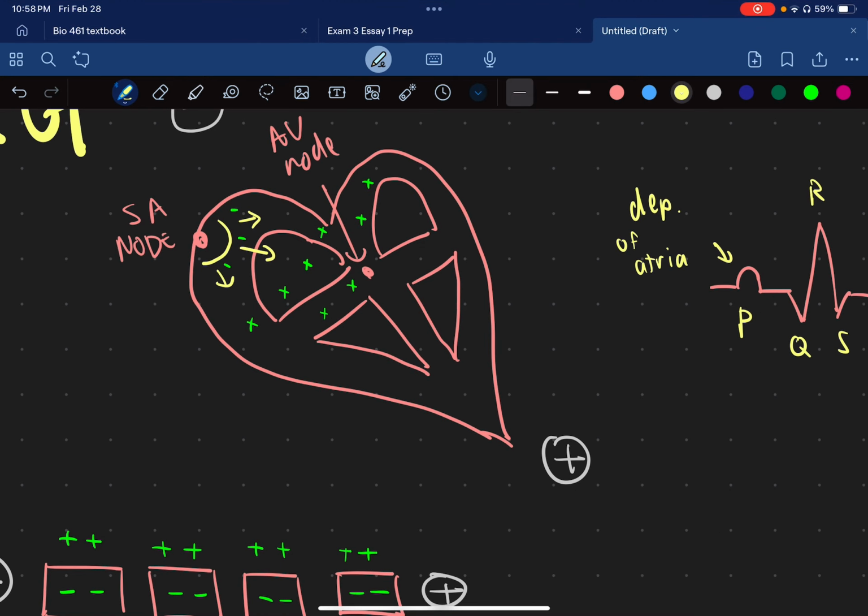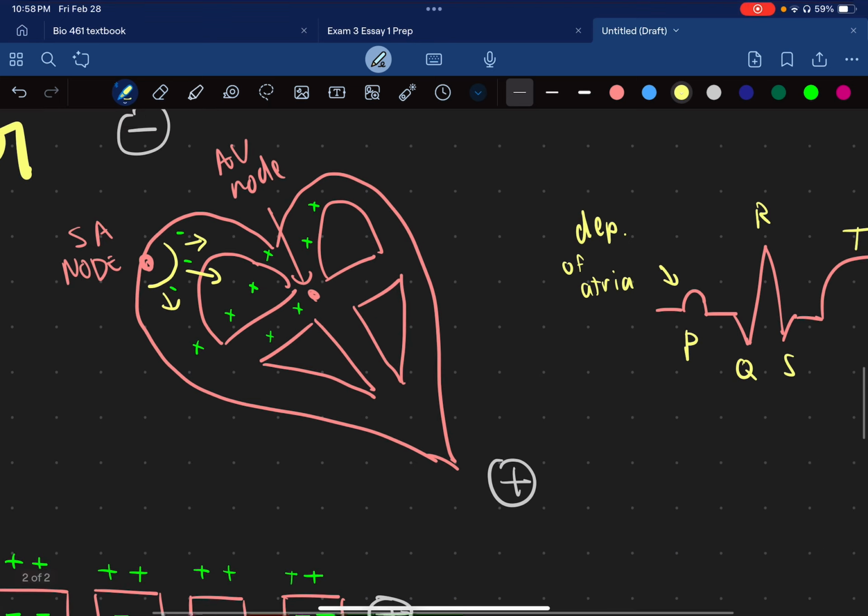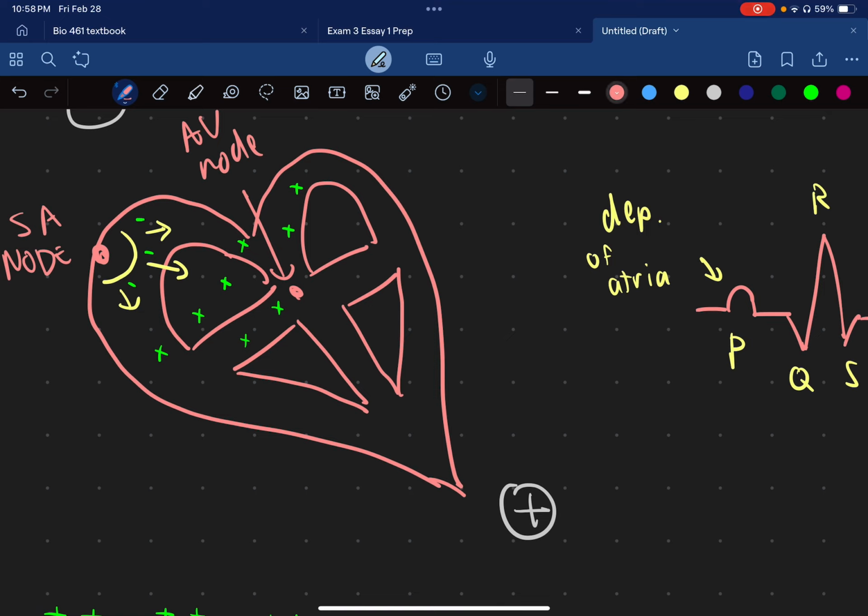Then once we get to our AV node, there's going to be a delay, and that delay is just so that the atria and ventricles are not contracting at the same time. But once that happens, our AV node is going to start the depolarization of the ventricles. The very first place it's going to start from is this part of the left side of the left ventricle, the interventricular septum, and it's going to send an average vector out this way.